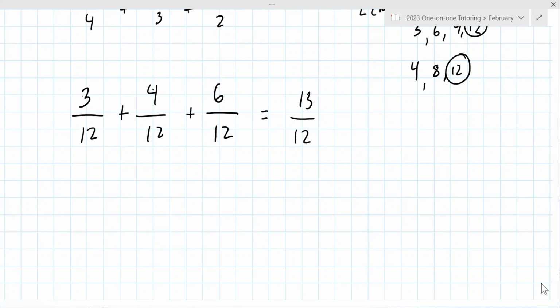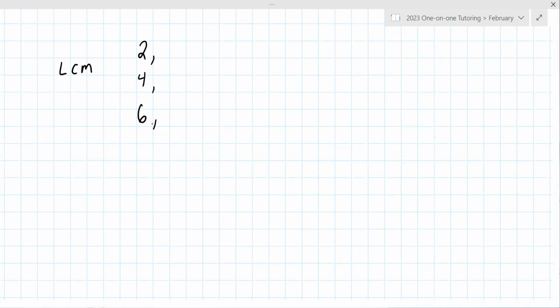Very good. Okay, so let's try another problem. Let's just work on least common multiples. What is the least common multiple between 2, 4, and 6? I want you to write out those multiples until you find it.